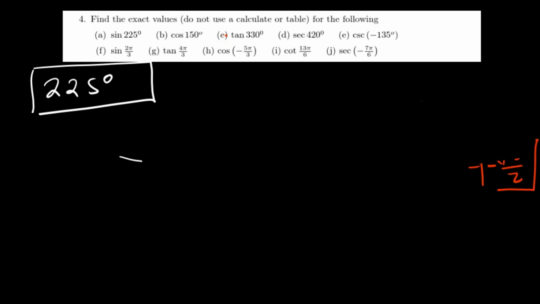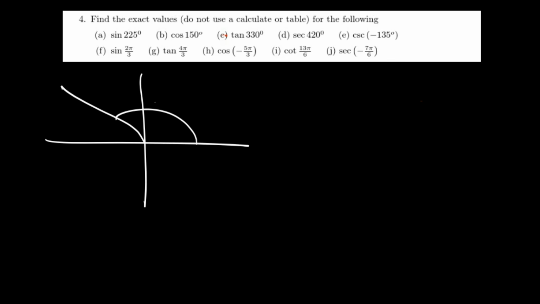Let's do part B. So we are looking at cos, and the angle is 150. 150 falls in the second quadrant, so it is here. To find the reference angle, we say 180 minus the theta, which is 150 degrees. So we're going to say 180 minus 150, it is 30 degrees. So this 30 degrees is my reference angle.